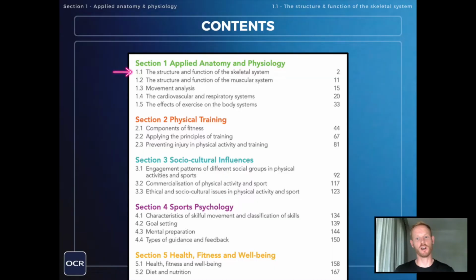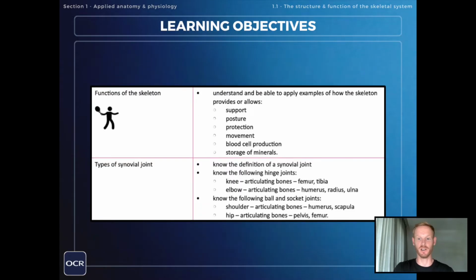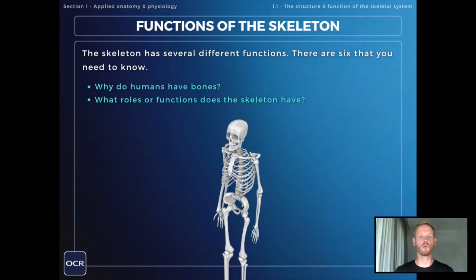This one is on the structure and function of the skeletal system, specifically the second learning objective in the specification, which is to understand and be able to apply examples of the functions of the skeleton. So why do humans have bones? What roles or functions do these bones or the skeleton have? The skeleton has several different functions and there are 6 that you need to know about.